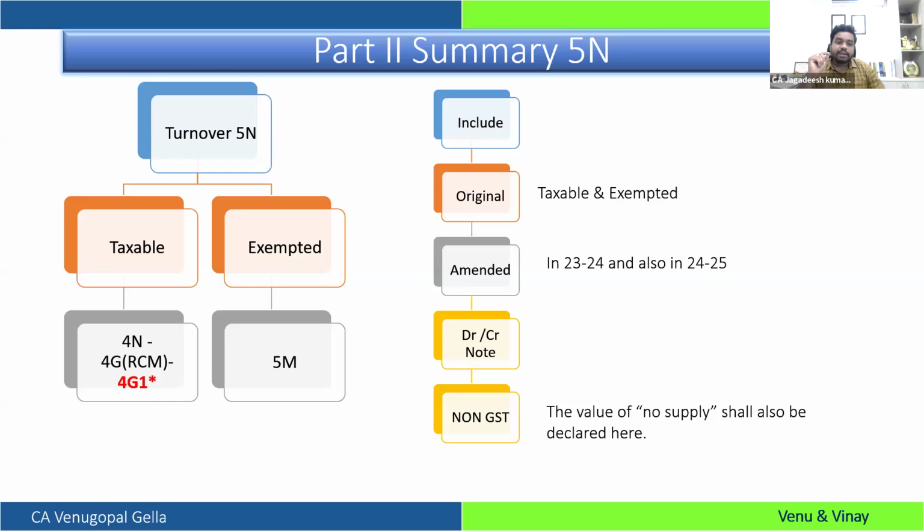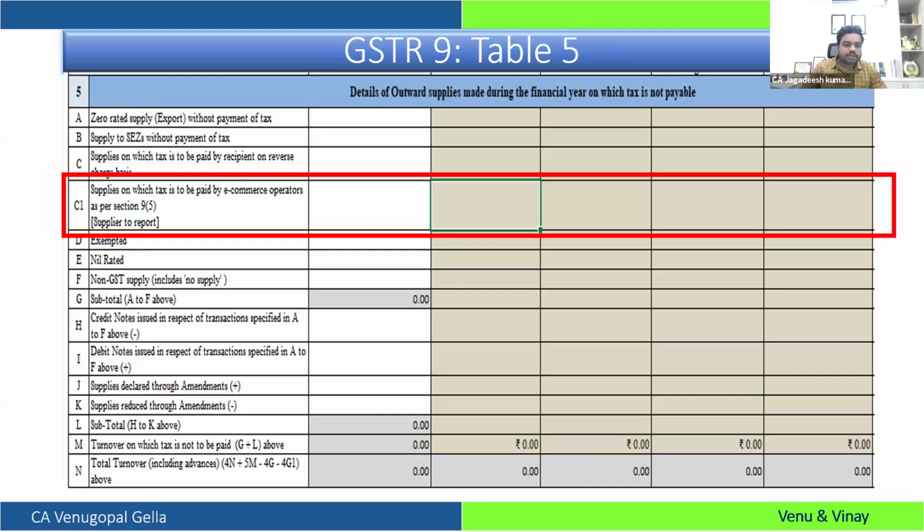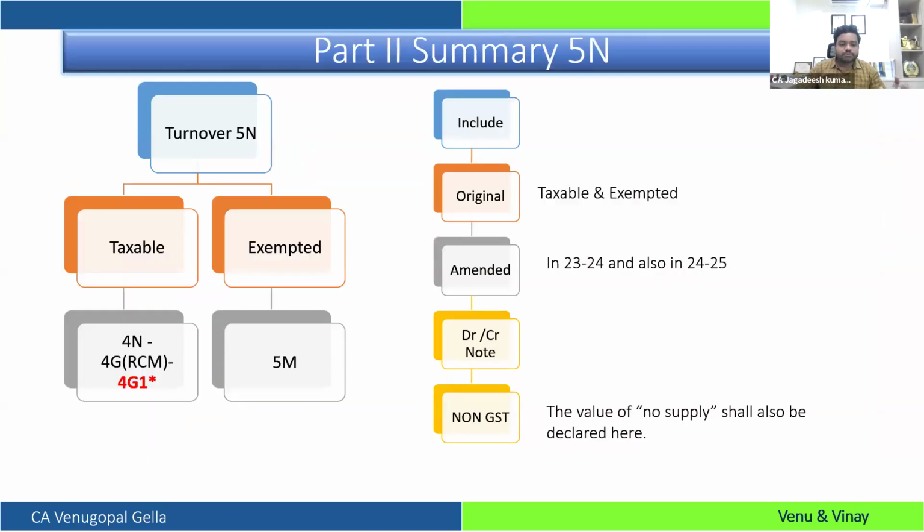So 4N and 5M is the exempted total. If you see 5M, it is the total turnover on which tax is not to be paid. So my total turnover, that is taxable turnover 4N minus 4G minus 4G1 plus 5M, is my total turnover. This is the comparable figure with the turnover I have arrived at in the GSTR-9C. If there is any difference in this turnover, then I need to see what I have to do.